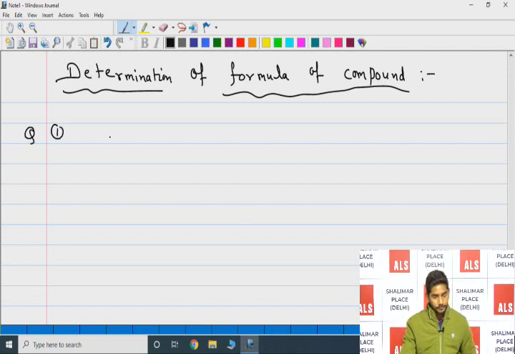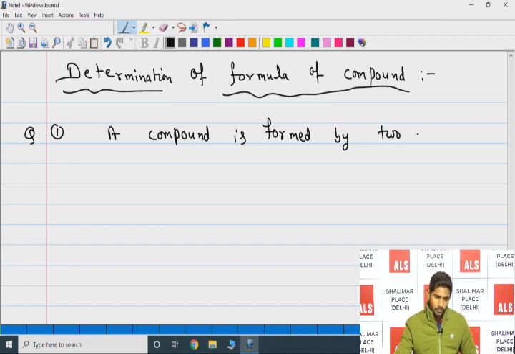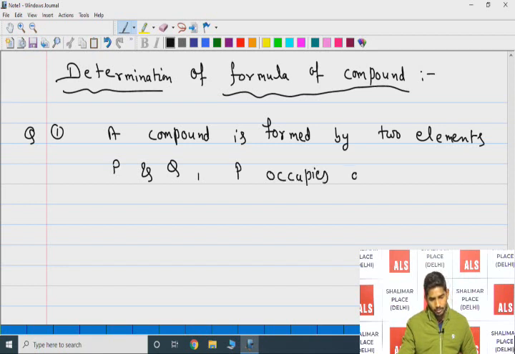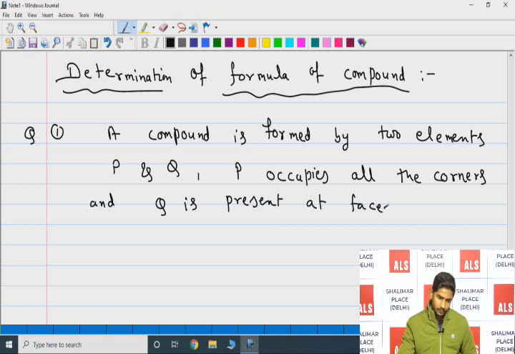Question number 1. A compound is formed by two elements P and Q. P occupies all the corners and Q is present at the faces. What will be the formula of the compound?